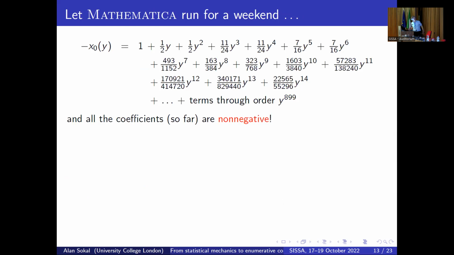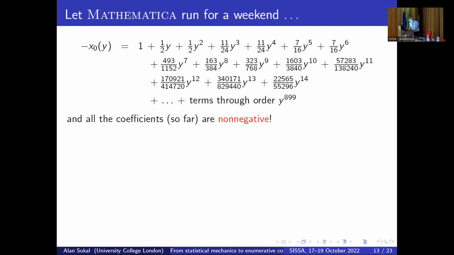So I let, this was 13 or 14 years ago, I think, I let Mathematica run for a weekend to compute the series for the leading root. So there it is. Well, they're the first 14 terms anyway. Do you see any pattern in them? Well, not much, except obviously they're rational numbers that you could have predicted. What you maybe weren't going to predict is they're all positive.